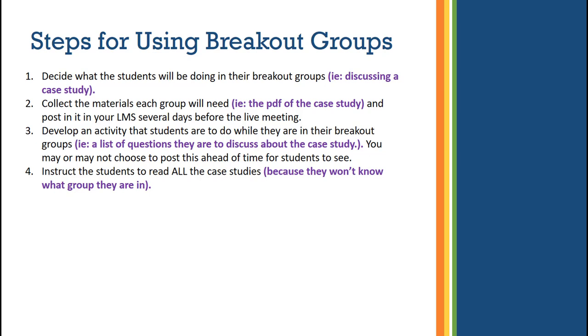So you can't define ahead of time who's going to go in what group. You can manually make groups in Blackboard Collaborate Ultra, but if you have a large set, you're going to be manually putting 60 people into each group that they go in. So it's much easier to just let it randomly put them in groups.